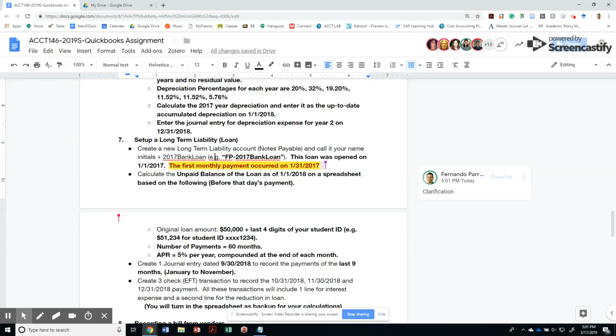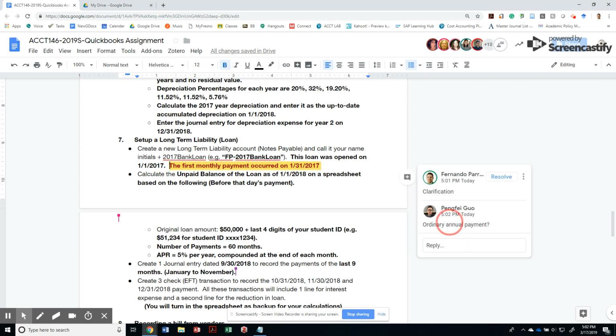So the next thing we need to do is to set up a long-term liability, a loan that was opened sometime in 2017. Specifically, this loan that we have in our books, or should have in our books, was opened on January 1st, 2017. And we've paid monthly payments since then at the end of every month. And we want to calculate what is the unpaid balance of the loan as of 1/1/2018 when we start recording all of our transactions, right?